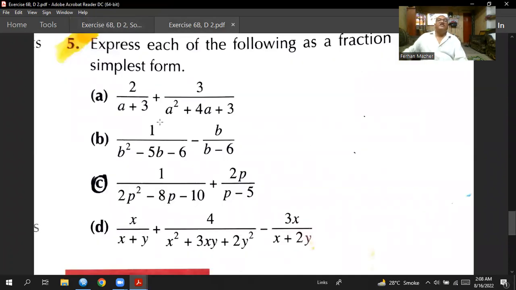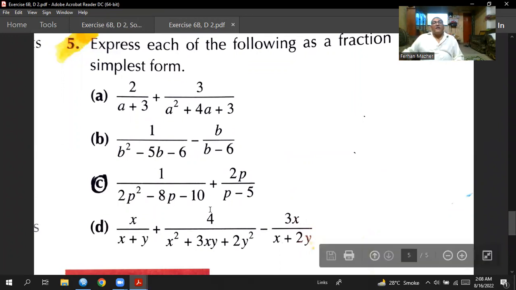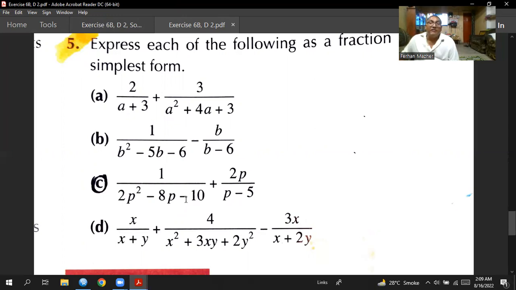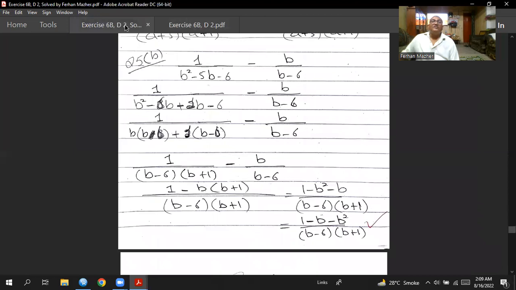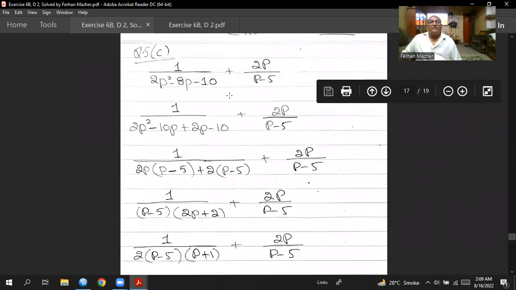Okay, question number 5, its C part, it is 1 divided by 2p square minus 8p minus 10. So I can take first of all the 2 common, or you multiply the extreme terms. You will get 20. You write the pairs of the 20, the factors of the 20. They will be 1 into 20, 2 into 10, and 4 into 5. So I have to choose that pair which by subtraction will give me minus 8. That pair will be minus 10 and plus 2. Let me show you.